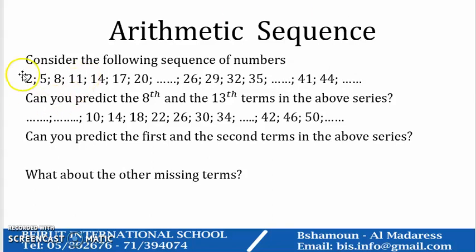Of course. We start counting: the 1st, 2nd, 3rd, 4th, 5th, 6th, 7th, and 8th term. Can I predict the value of the 8th term and the value of the 13th term? If we read the numbers carefully, we notice that we have a pattern. What is this pattern?